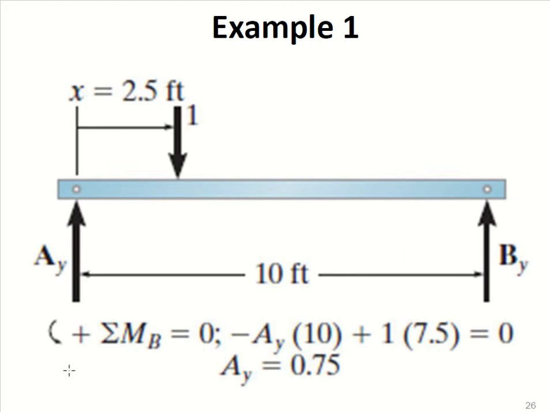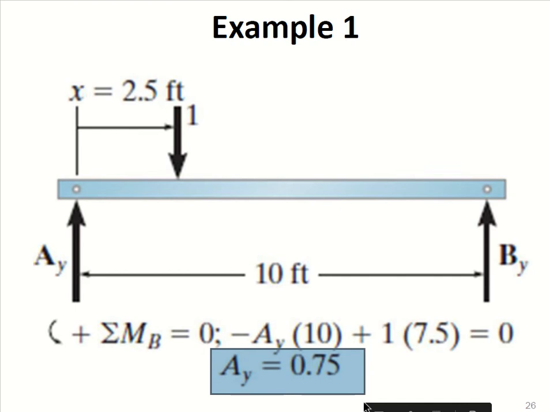It has taken counterclockwise as positive. So this A is making a clockwise moment about point B. So minus A into 10 plus this 1 is producing a counterclockwise moment into this 10 minus 2.5, which is 7.5. So from this equation, AY is 0.75.